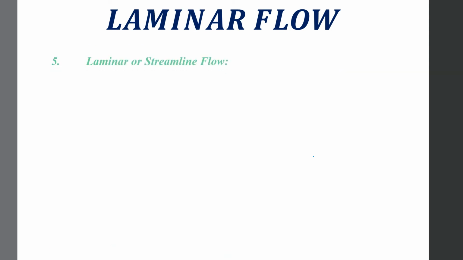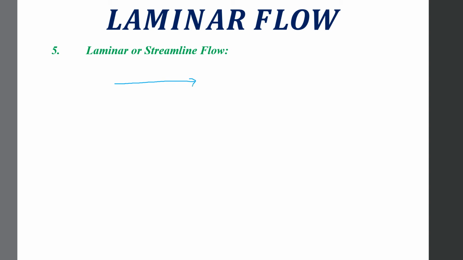The next type of flow is laminar flow. What is laminar flow or streamline flow? When a fluid moves, its particles follow some paths. Suppose the particles are moving and they follow these paths. These paths are known as streamlines. So streamline flow or laminar flow means that there is a regular movement of flow, that disturbance in the flow is approximately equal to zero, or there is no disturbance for the flow.